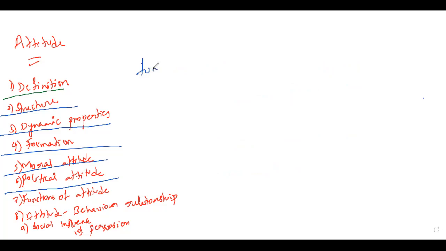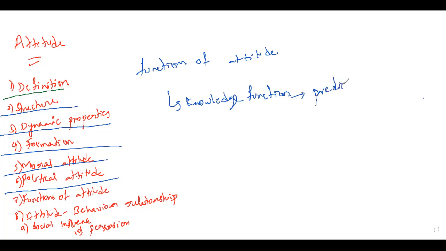And yeah, what we are discussing: functions of attitude. So one is called the knowledge function. By knowing the attitude of a person, or knowing one's attitude or the other's attitude, we can predict their behavior. Self-behavior or else other behavior. That is called the knowledge function. The other thing is the ego defensive function.